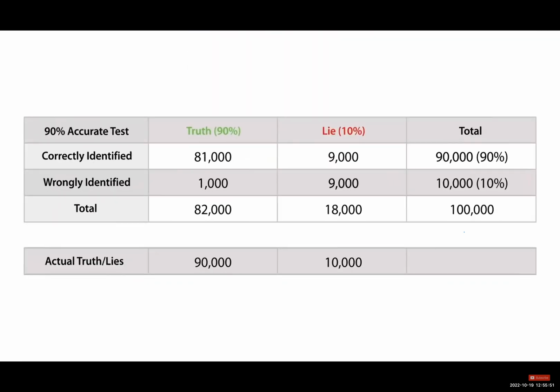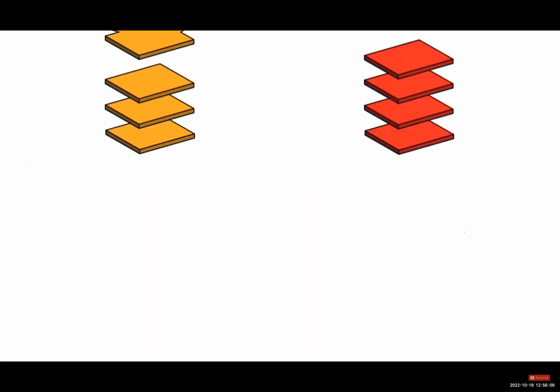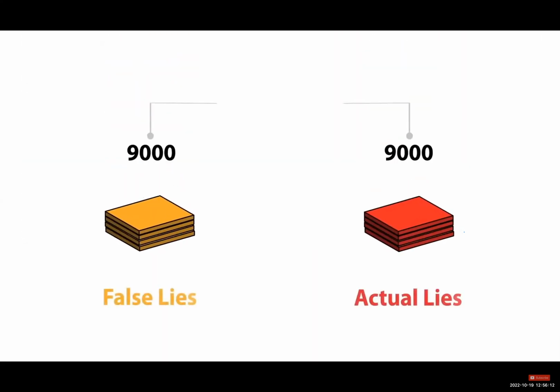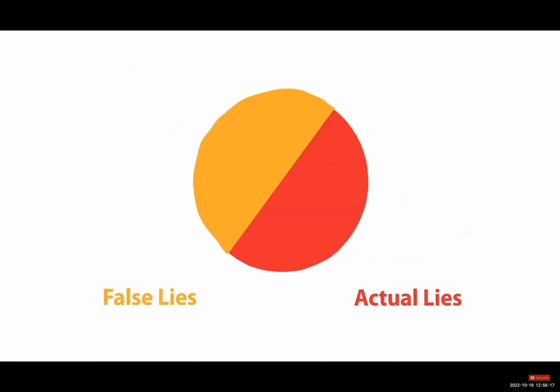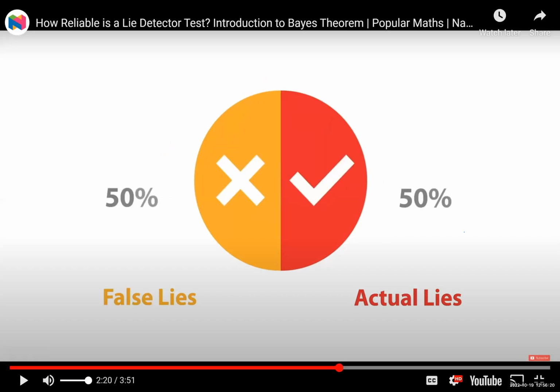Overall, it correctly identified 90,000 of the statements, which makes it 90% reliable. But here's the all-important thing. The lie detector accused 18,000 statements of being lies, even though only 9,000 of them actually were lies. If it accuses you of lying, there's only a 9,000 out of 18,000 probability that you actually are lying. That's a half, 50%. So that part shows you that if the lie detector test shows you're lying, in that case, it's only correct half the time.